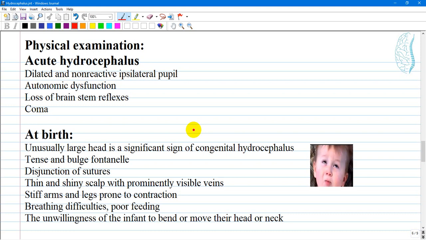Congenital hydrocephalus is usually present at birth. An unusually large head is a significant sign of congenital hydrocephalus. There are many more symptoms associated with it, like a tense or bulging fontanelle, disjunction of sutures, thin and shiny scalp with prominently visible veins, stiff arms and legs prone to contraction, breathing difficulties, poor feeding, and the unwillingness of the infant to bend or move their neck or head.